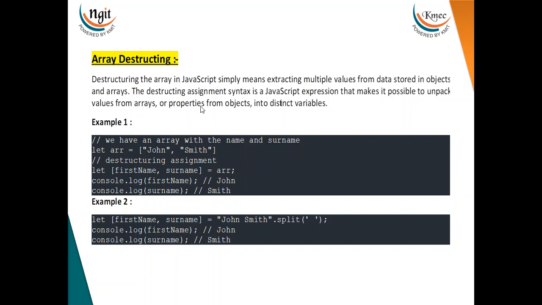Array destructuring means extracting multiple values that are stored in objects or arrays. Just check the example. We want to read the elements of the array. Let array equal John and Smith. Now I am doing the destructuring assignment: let first name and surname equal array, and I want to print the first name and the surname. The values will be assigned to first name and surname, and that will be printed.